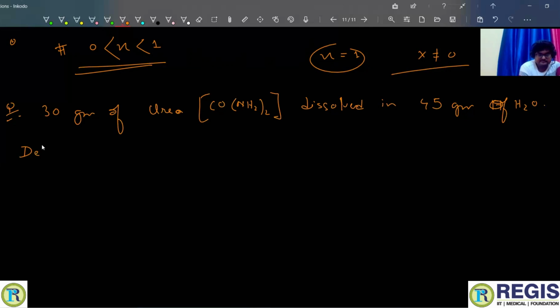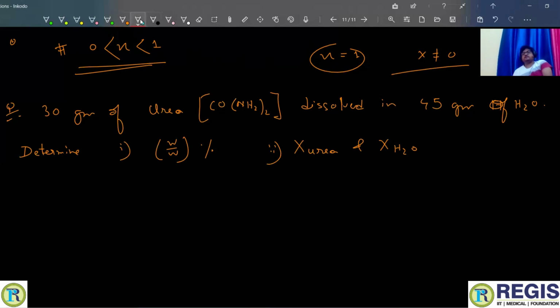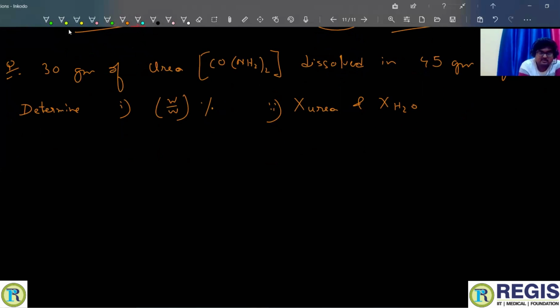Now determine first, the weight by weight percent. Second, the mole fraction of urea and mole fraction of water. Okay, try to solve it. Is it clear? Next, moving to the solution of this part. How can you solve this one?